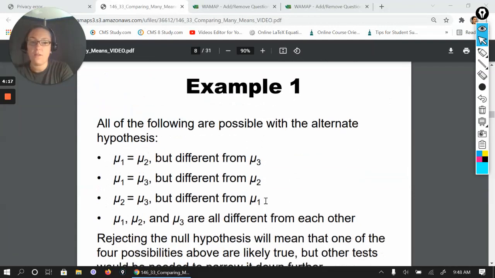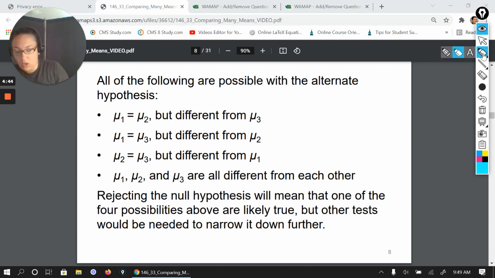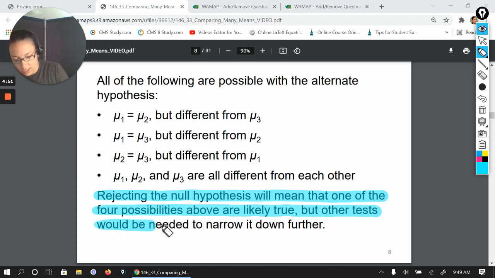Okay, well, if not all of the means are equal to each other, then maybe it is the case that the first 2 means are equal, but the third one is different. Or maybe the first and the third are equal, but the second one is different. Or maybe the second and third are equal, but the first one is different. Or maybe all 3 of them are different from each other. So rejecting the null hypothesis will mean that one of the 4 possibilities here are likely true, but other tests would be needed to narrow it down further.